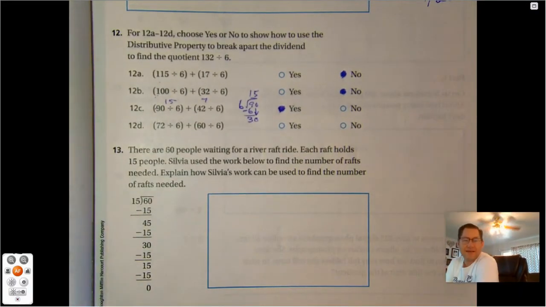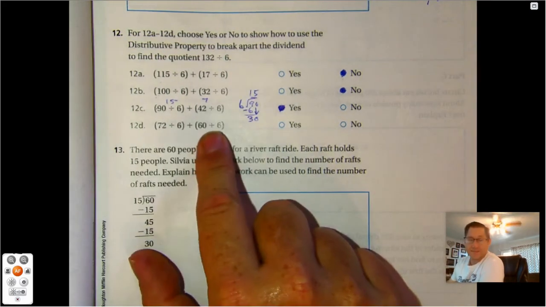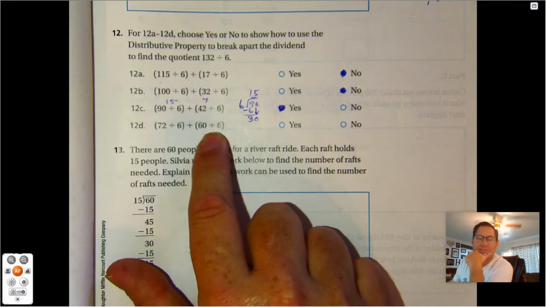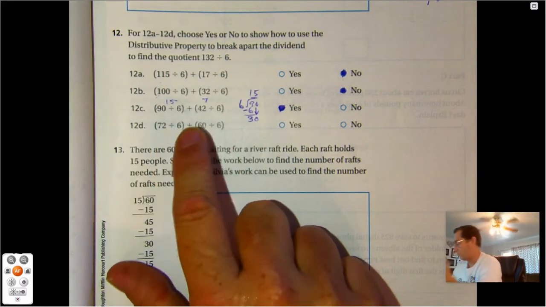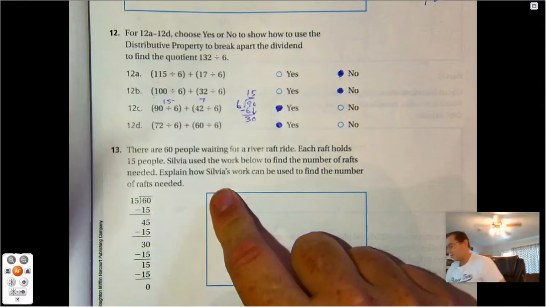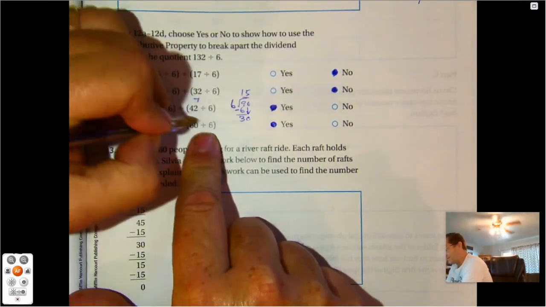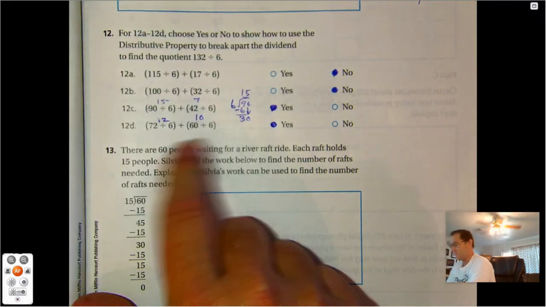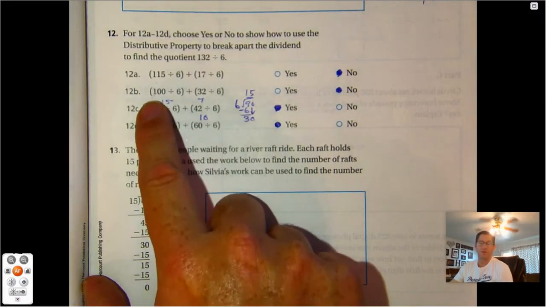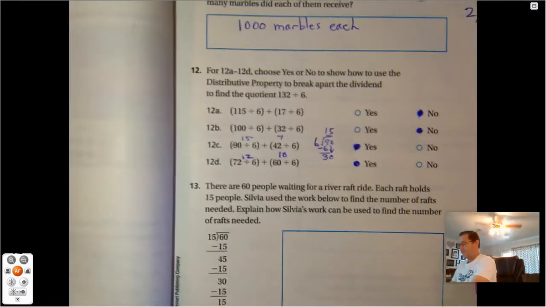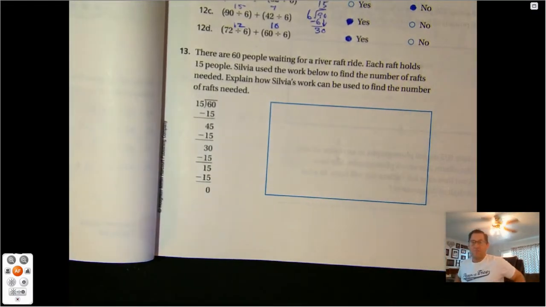72 divided by 6 and 60 divided by 6. Well, I know 60 divided by 6 is 10, so that's easy. And 72 is 12 more, 2 more 6s. Yeah, that works too. Okay, because 72 divided by 6 is 12, and 60 divided by 6 is 10. So we get a total of 22, which is what we got here too. Okay. All right, 13. There are 60 people waiting for a river raft ride.